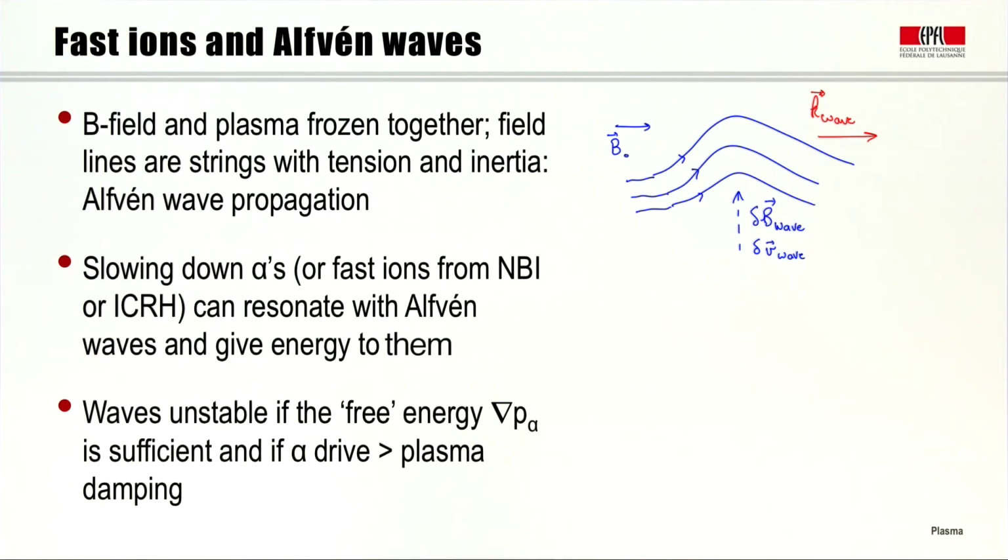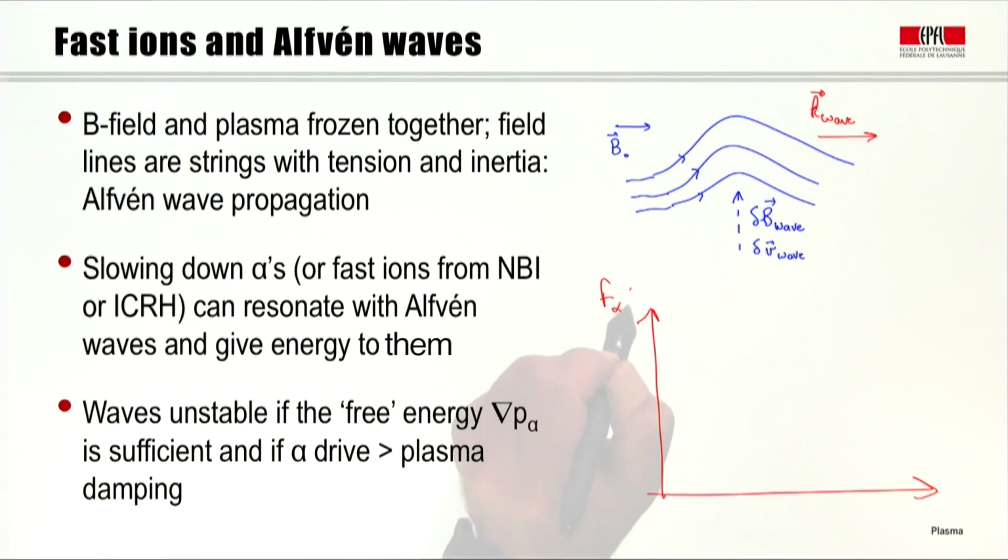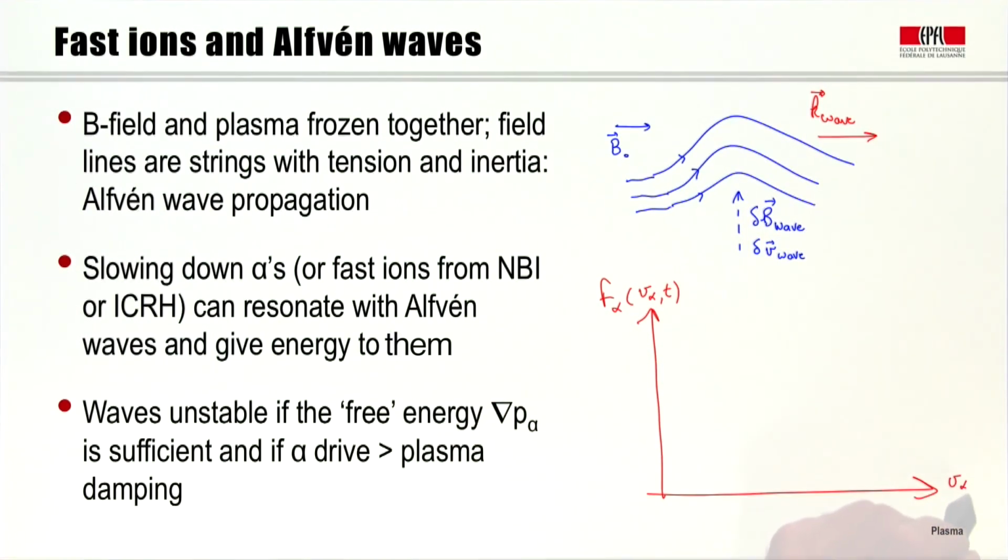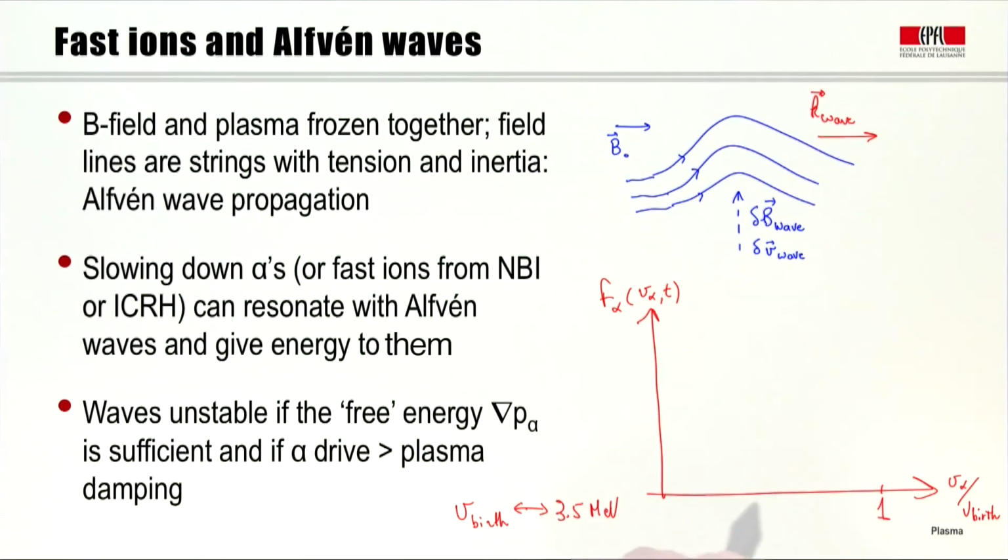So as we said, the slowing down alphas, or for that matter fast ions from NBI or even ICRH, can actually resonate with Alfvén waves and therefore drive them unstable, giving energy to them. Why is this resonance almost inevitable? The reason is that if I draw the distribution function for the alpha as a function of time and as a function of their velocity, normalized to the birth velocity, the birth velocity corresponds to the 3.5 MeV of energy.